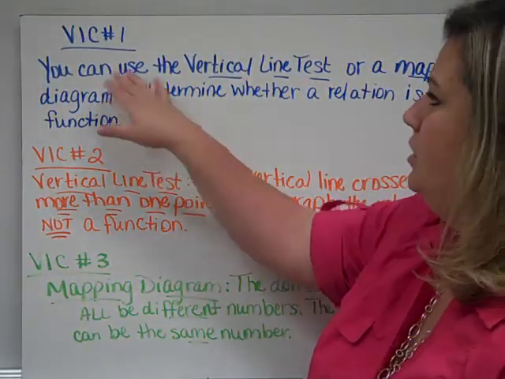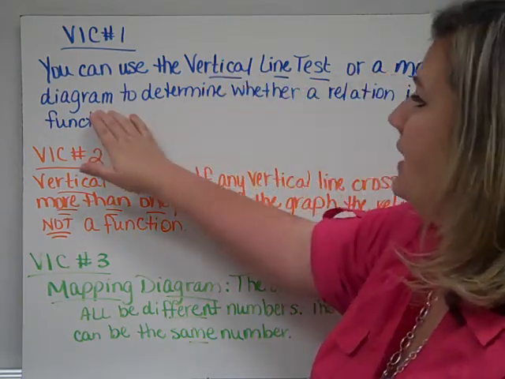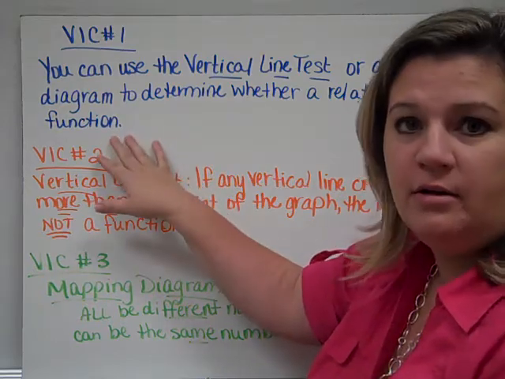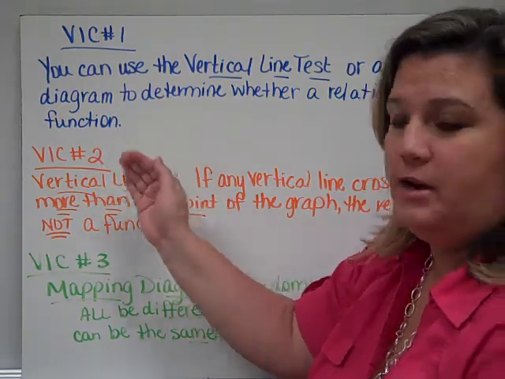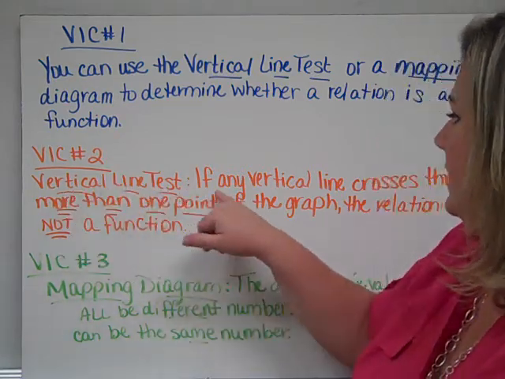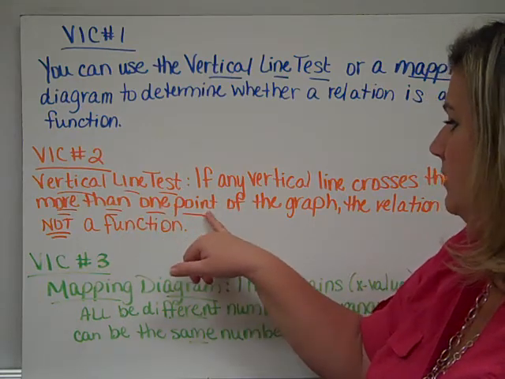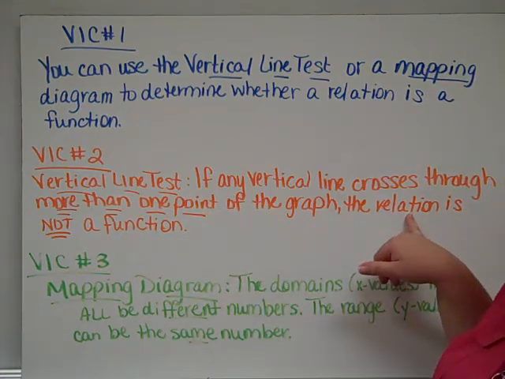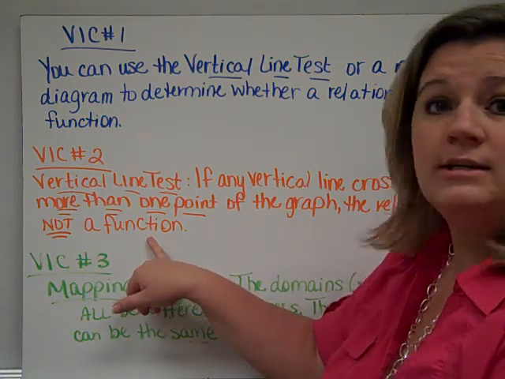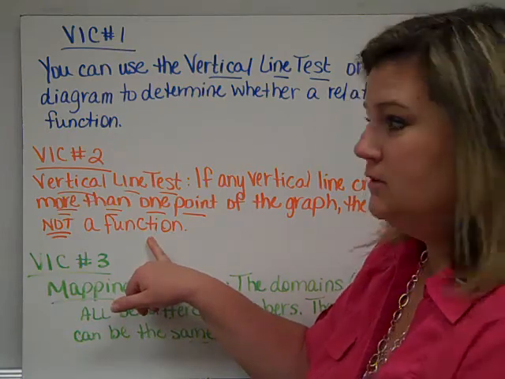Vic number 1, you can use the vertical line test or a mapping diagram to determine whether a relation is a function. So remember a relation, a set of ordered pairs. Vic number 2, vertical line test. If any vertical line crosses through more than one point of the graph, the relation is not a function. That means that that graph is a relation. It is not a function. Remember, a relation has to be a function. There are special things for that.